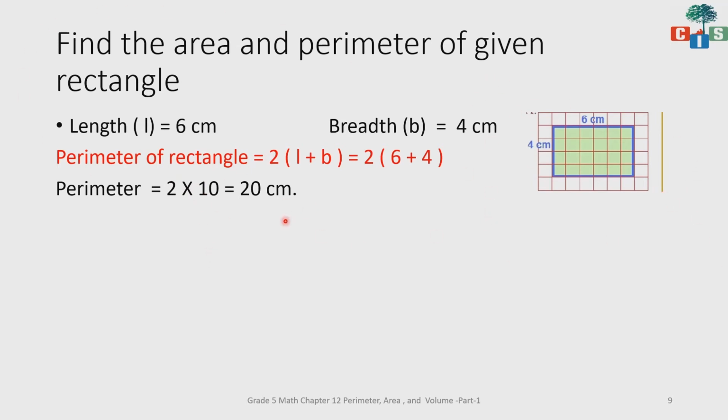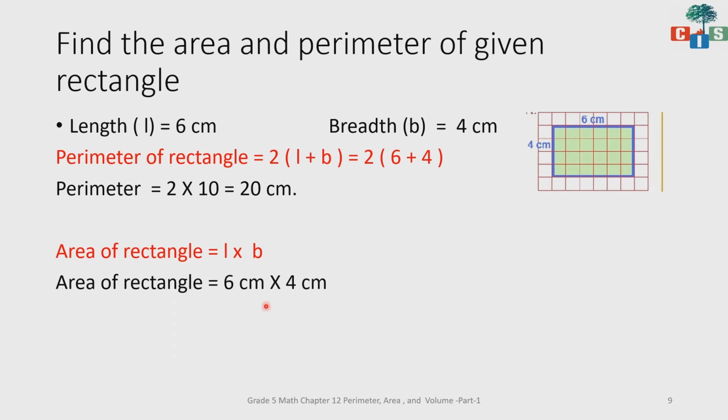Now scholars, we will find the area of the rectangle. That is very easy. What is the formula for finding the area of a rectangle? Yes, area of rectangle is equal to length multiplied by breadth. Simply multiply length with breadth. So here we multiply 6 with 4, because L is 6 and B is 4. So 6 fours are 24 square centimeter. The area of the rectangle is 24 square centimeter or centimeter square.